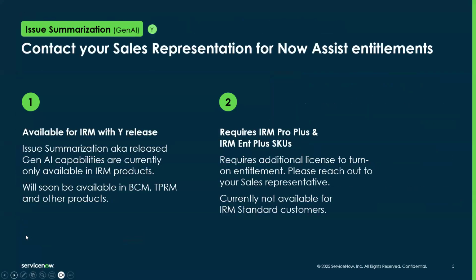So with that, just a few callouts. One is that this is our first launch of Gen AI within IRM. And currently, these capabilities are available only within our IRM products, which means that be on the lookout for more capabilities being introduced in our business continuity, third-party risk management, privacy, or ESG products. Even within IRM, these capabilities are currently available only to our IRM Pro and IRM Enterprise customers, and they would be required to have additional licenses, which are known as Pro Plus or Enterprise Plus. We request you to reach out to your sales representative for more.